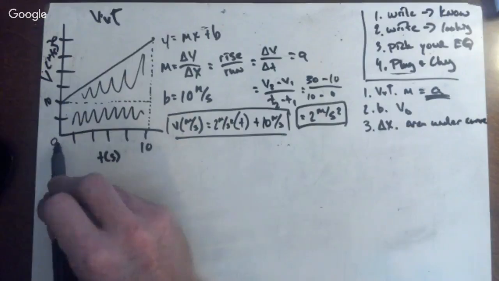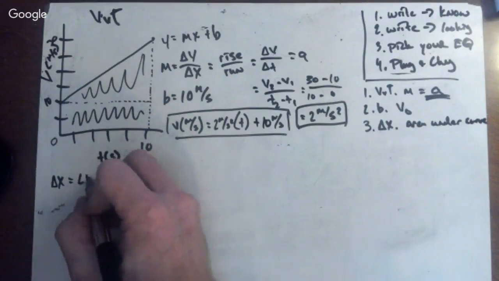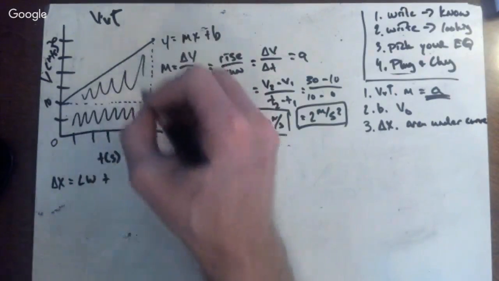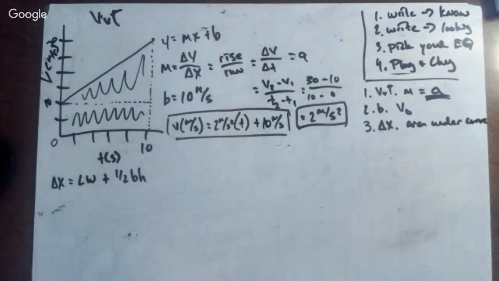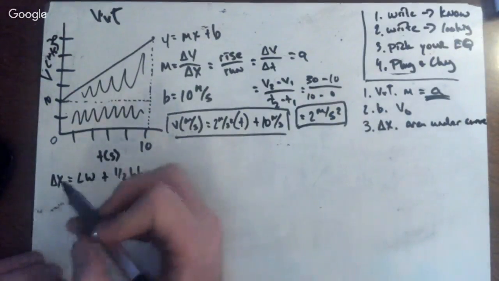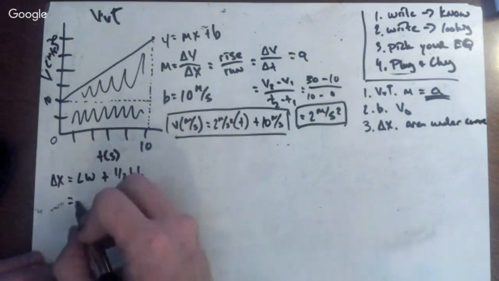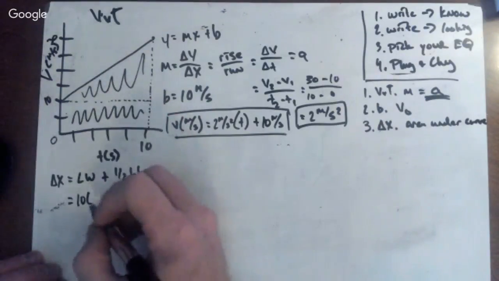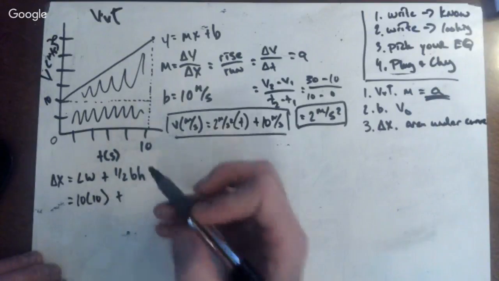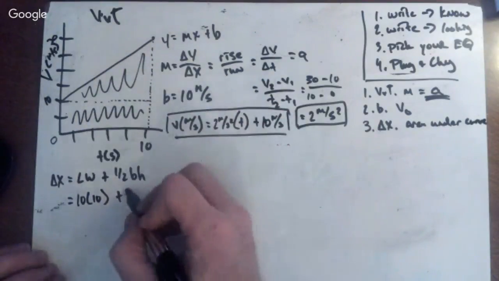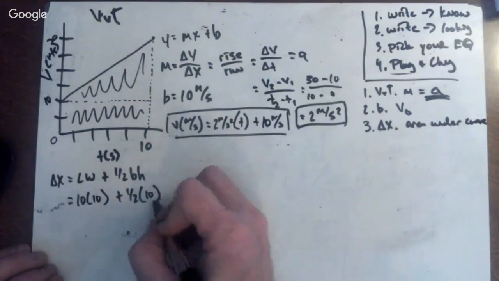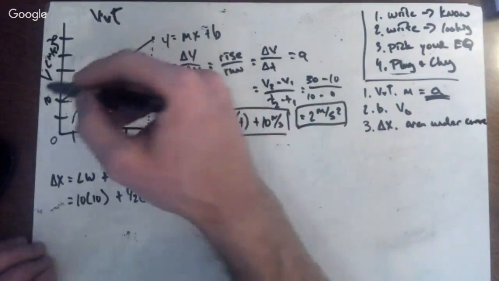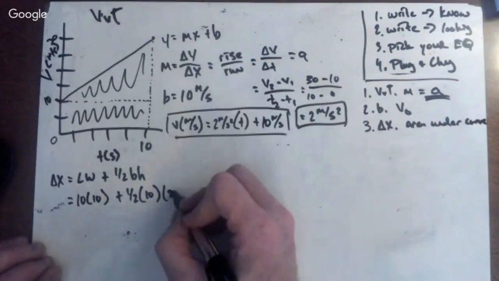So the area of a rectangle is just the length times the width, and the area of this triangle is 1/2 the base times the height, right? Okay, good. So our length of our rectangle is 10, and our width is 10, plus 1/2. Our base of our triangle is this 10 right here. And then the height of our triangle is the distance between 10 and 30, or 20.